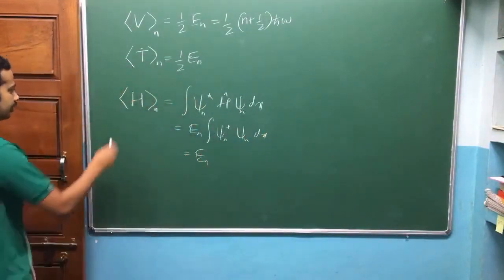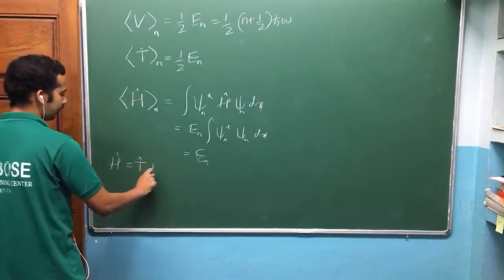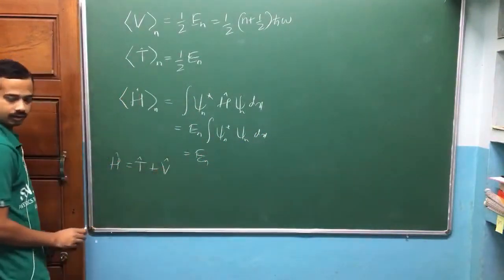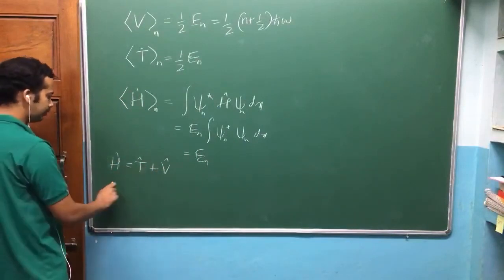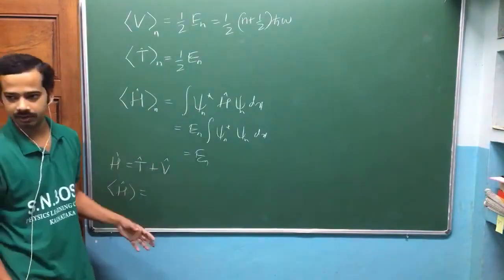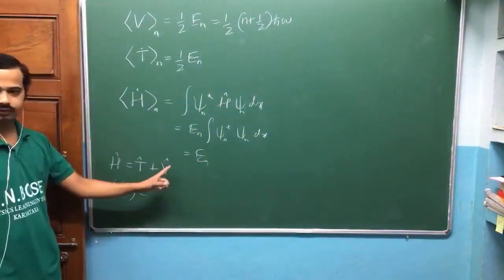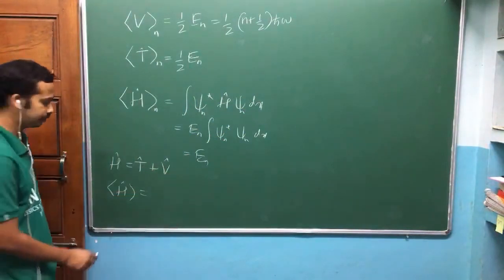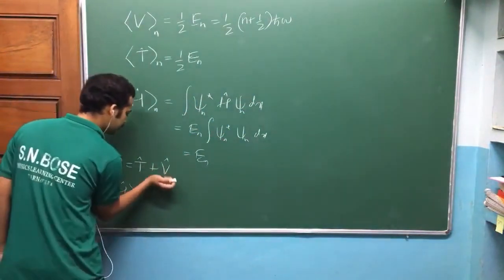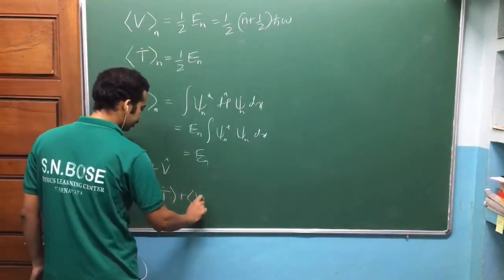Now expectation H cap. So H cap you can write as T cap plus V cap. Am I right? Since these are additive, you can write expectation H cap, because expectation is an integration. Integration of the addition of two quantities is equal to the integration of the individual ones, and you can add them, isn't it? That's why you can write it as expectation of T cap plus expectation of V cap.